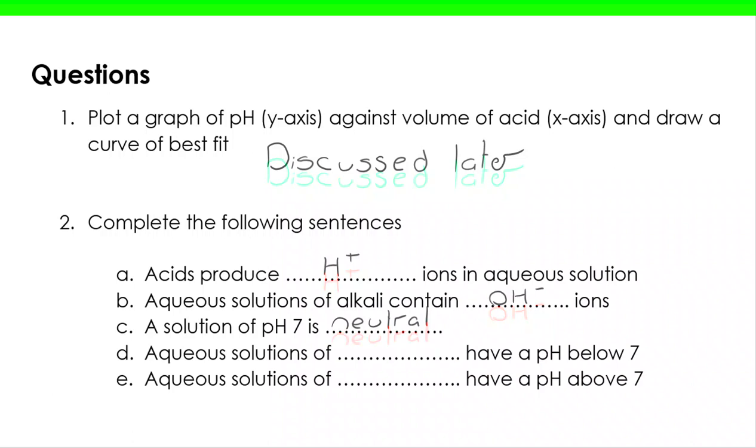If the pH is below 7, that would be an acid, and if the pH is above 7, it's an alkali. I cannot reinforce how important it is to get these key terms correct and confidently understood and remembered.